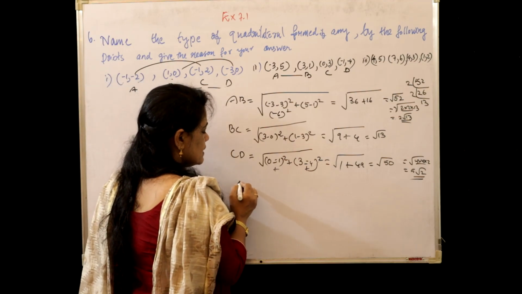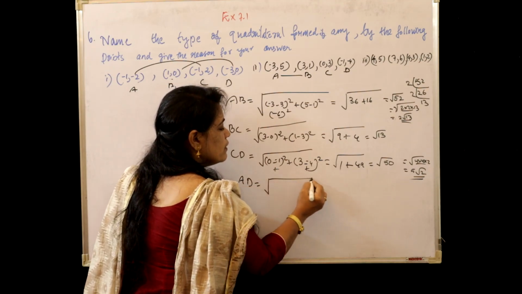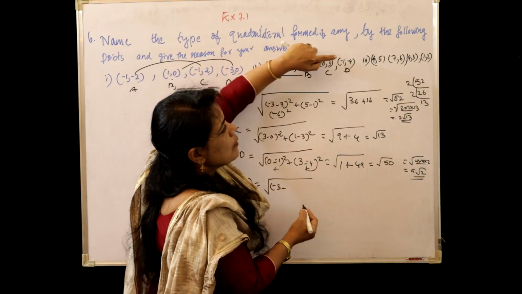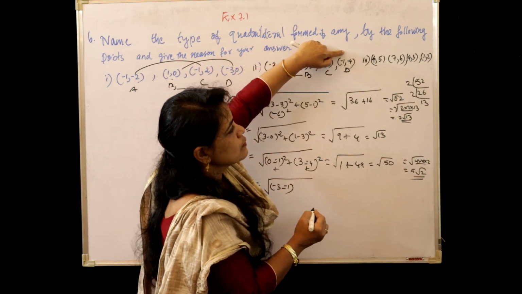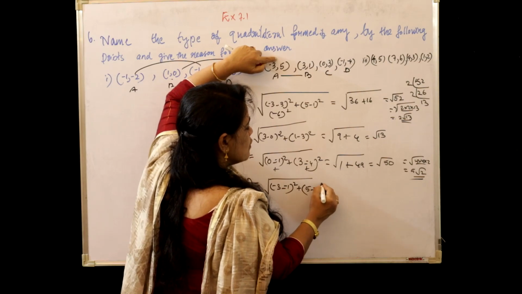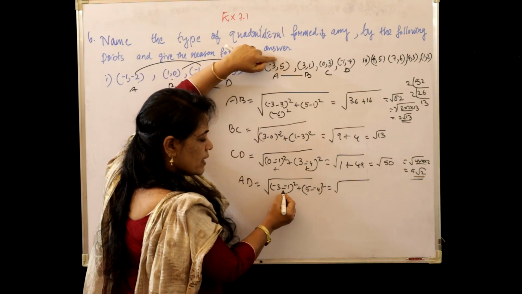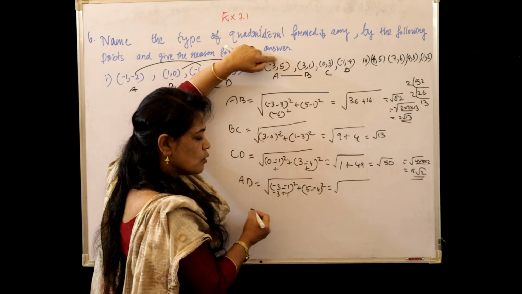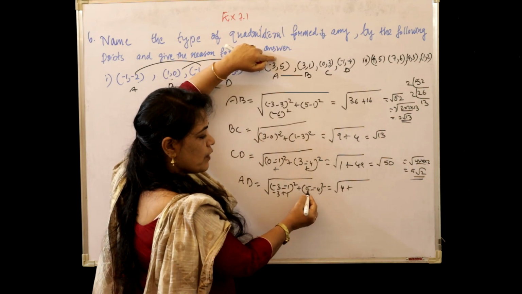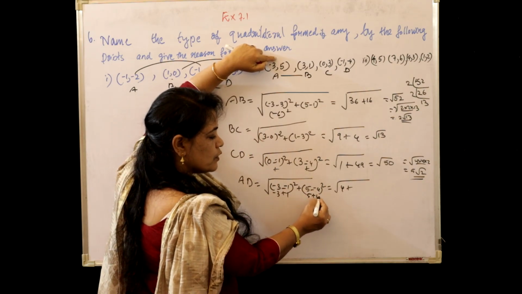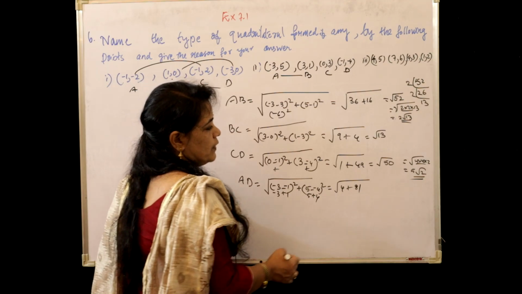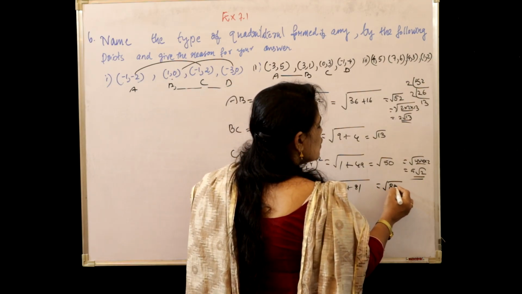And the last side, that is AD, A as x1, y1 and D as x2, y2. Here x1 is 3, minus minus 1, whole square, plus 5 minus minus 4 whole square. So here minus of minus is plus, 3 plus 1 is 4, hmm, actually 3 minus 1 gives 2, so minus 2 whole square is 4, plus 5 minus of minus is plus, so 5 plus 4 is 9, 9 square is 81. That is 4 plus 81, root 85.